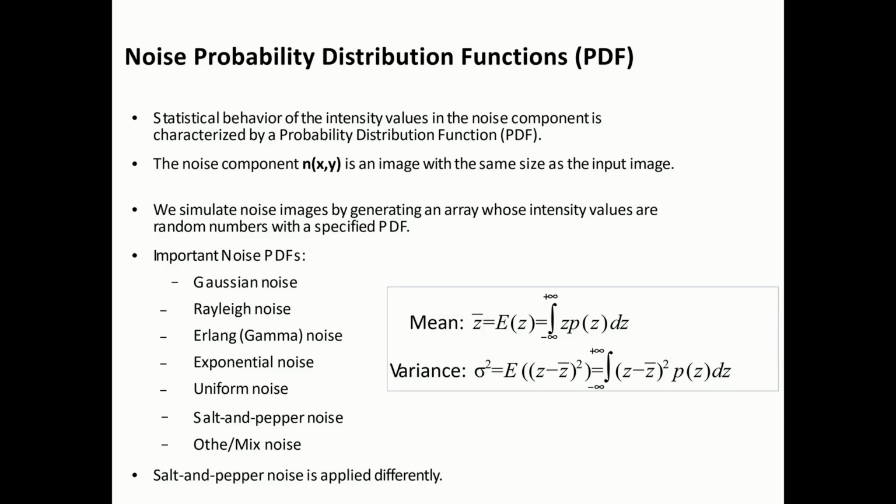Normal, which is Gaussian. Yes, we have a constant or uniform. Then we have exponential, Poisson, gamma, or Rayleigh. So all these are distributions of noise.